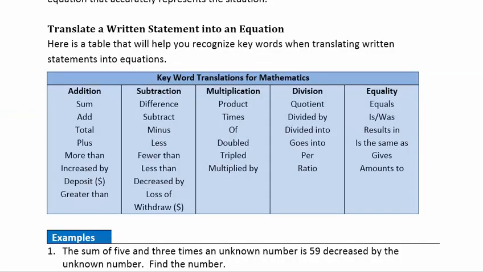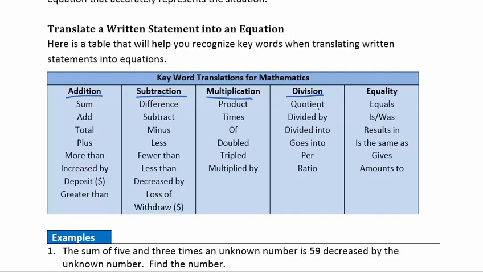So here's a table that will help you recognize keywords when we're translating written statements into mathematical equations. We have some words here that we're going to need to become familiar with for addition: the sum, add, total, plus, more than, increase by, deposit, greater than. All those words mean addition. Subtraction: difference, subtract, minus, less, fewer than, less than, decrease by, loss of, or withdrawal. Multiplication: product, times, of, not always, but often that "of" will mean multiplication, doubled, tripled, and multiplied by.